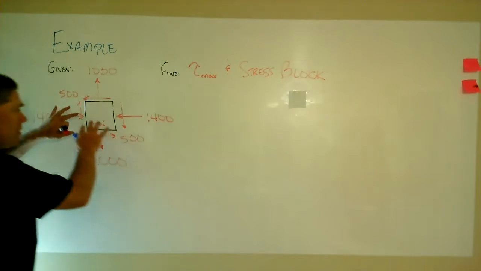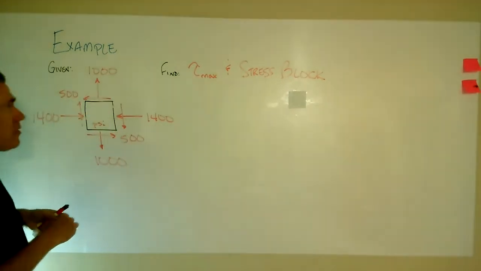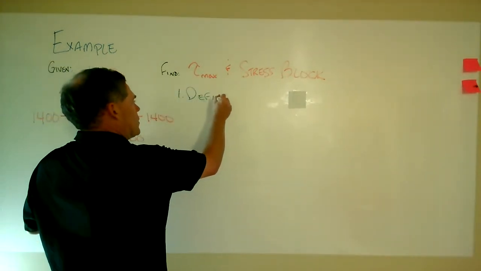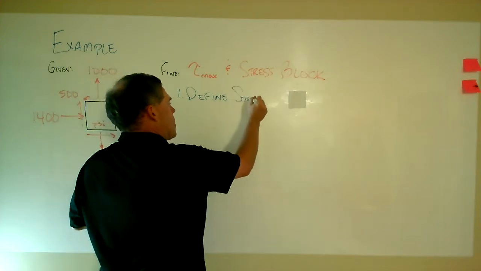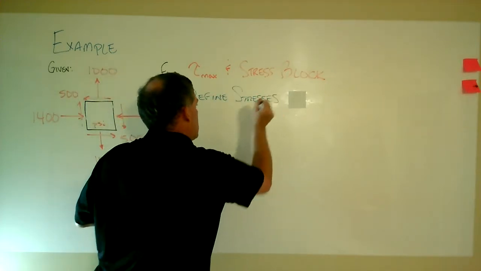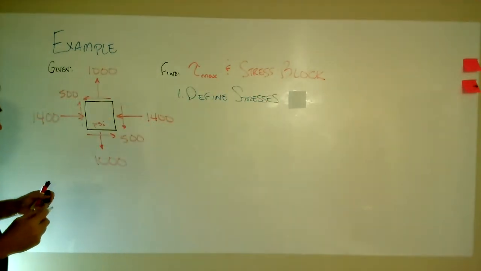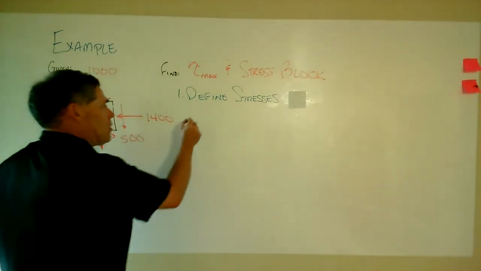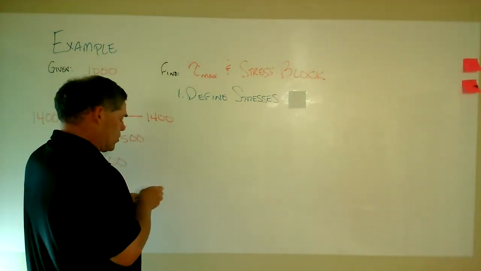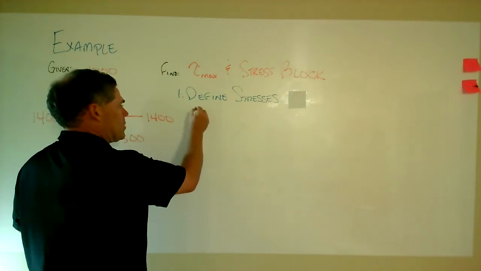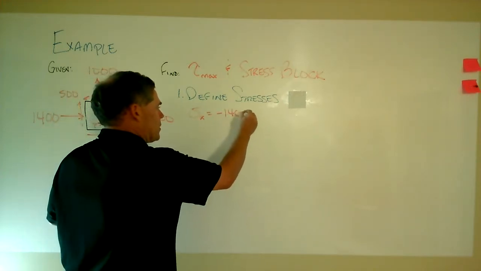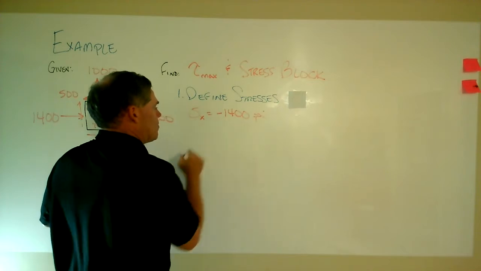So let's go back. Here's our state of stress that we've got here. So let's define our basic stresses first. We've done this before, but we're just going to do it again, right? So here's our x plane. So there's our normal stress associated with the x direction. It's in compression, so that'd be sigma x equals a minus 1400, of course, psi.